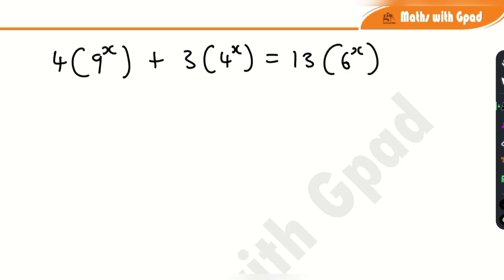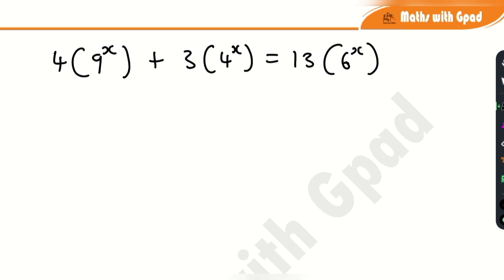In this video, I'm going to be solving this interesting exponential equation. So what we have here is 4 into bracket 9 raised to power x plus 3 into bracket 4 raised to power x close bracket is equal to 13 into bracket 6 raised to power x. Wow, this is quite interesting. So what do we do first?